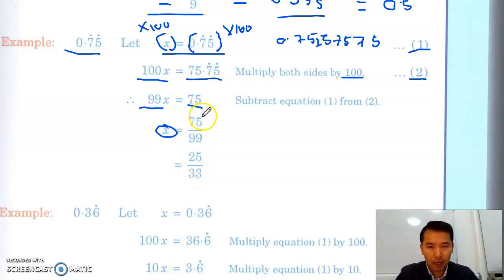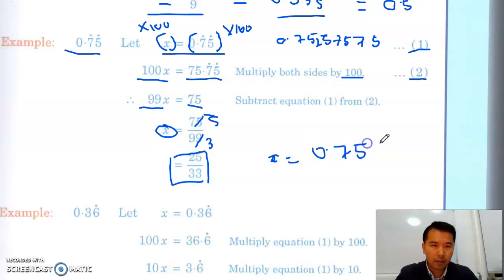If you divide by 3, you get 25, and if you divide this by 3, you get 33. And that's your answer, right? You can double check by getting 25 divided by 33. You get 0.75. Yeah, it's repeating.